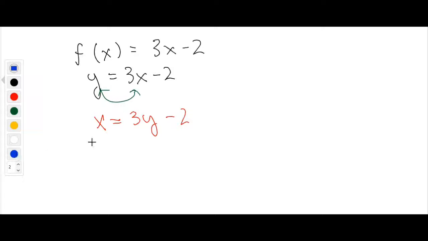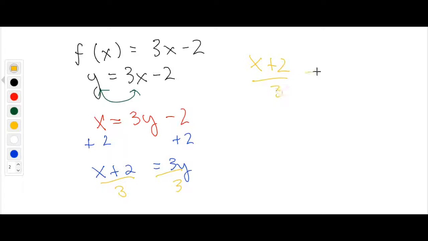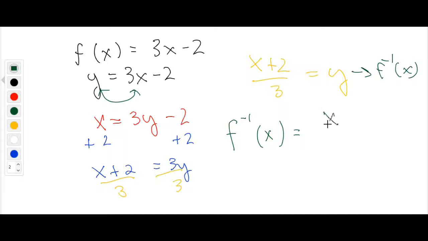Now what to do is just add 2 on both sides. x plus 2 equals 3y. And divide both sides by 3, which will give you a final answer of (x plus 2) over 3 equals y. And now usually, like I said, I like to switch it around here and recall that since it's the new y, it's the inverse of f of x. So that means we can come to the conclusion that the inverse of f of x equals (x plus 2) over 3. This is a new answer that makes us happy.